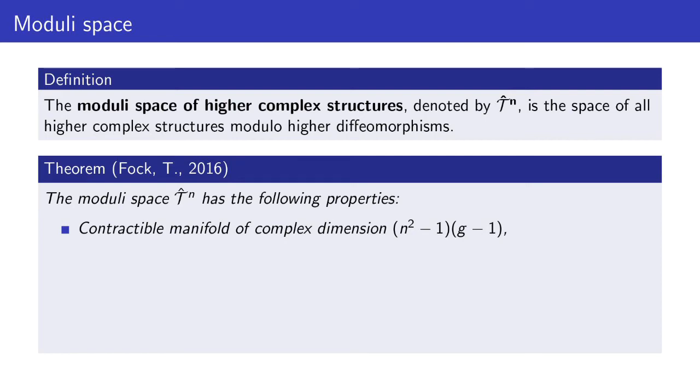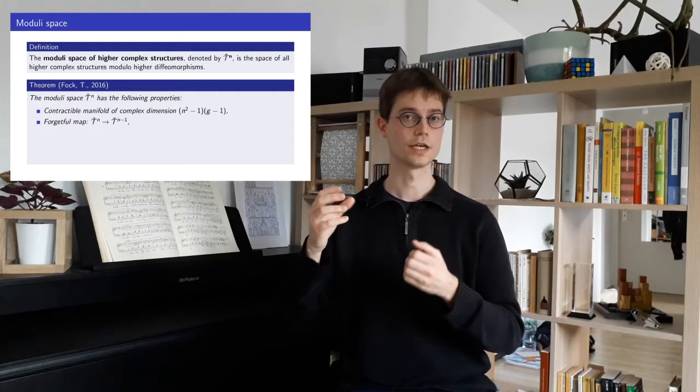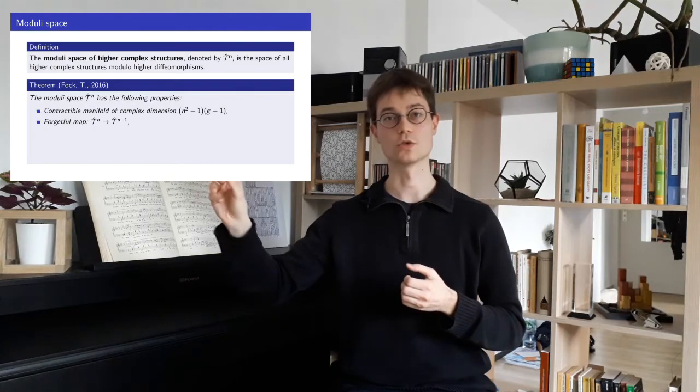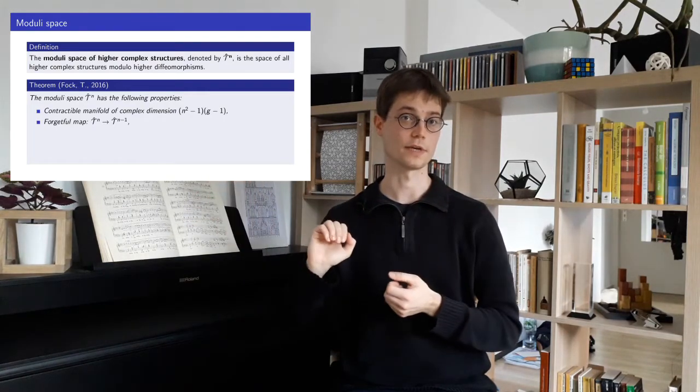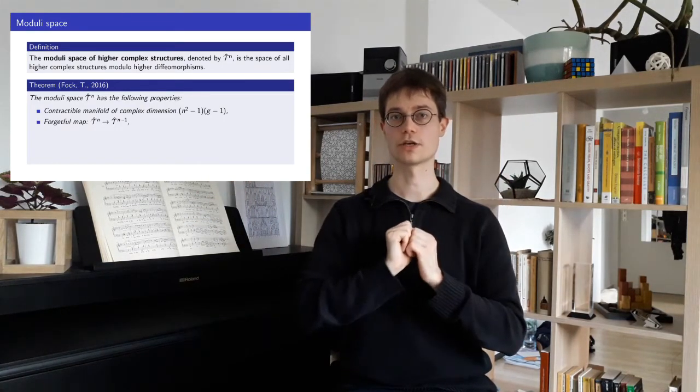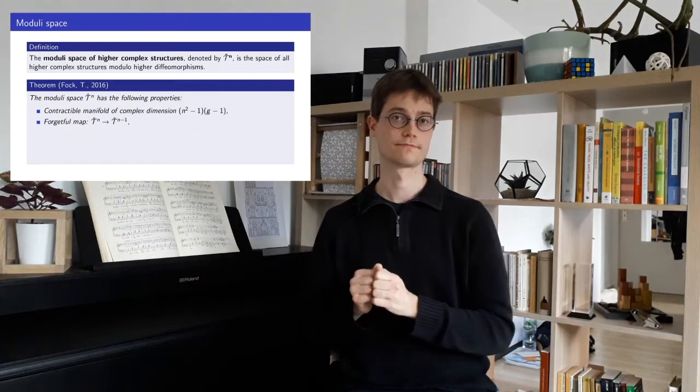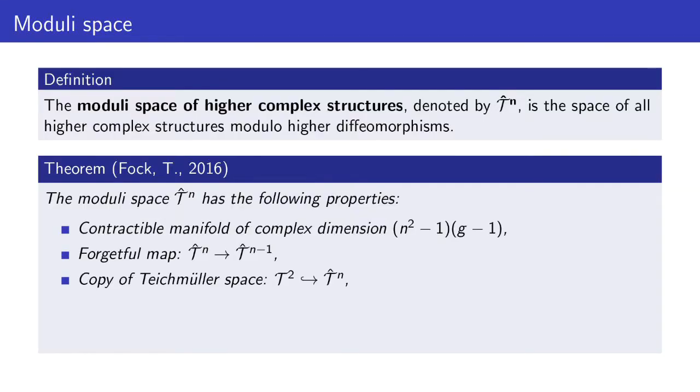First, it is a contractible manifold of complex dimension (n² − 1)(g − 1). Second, there is a forgetful map going from T̂n to T̂n−1. And in particular, you can go down until T2, which is just the usual Teichmüller space. So a higher complex structure induces a complex structure. We also have a copy of Teichmüller space inside the moduli space.